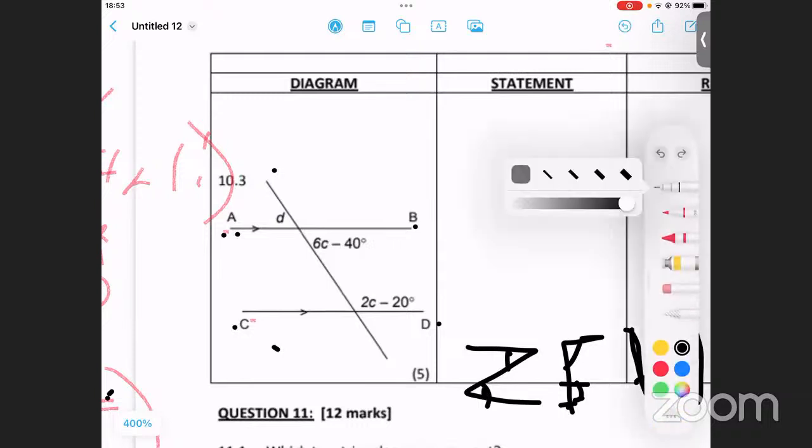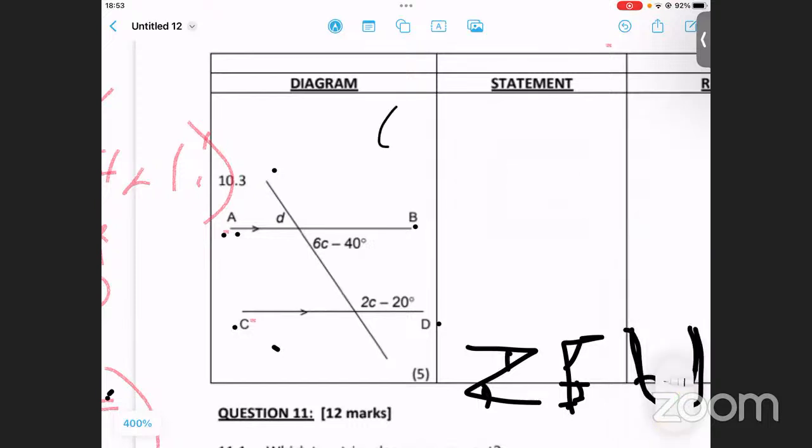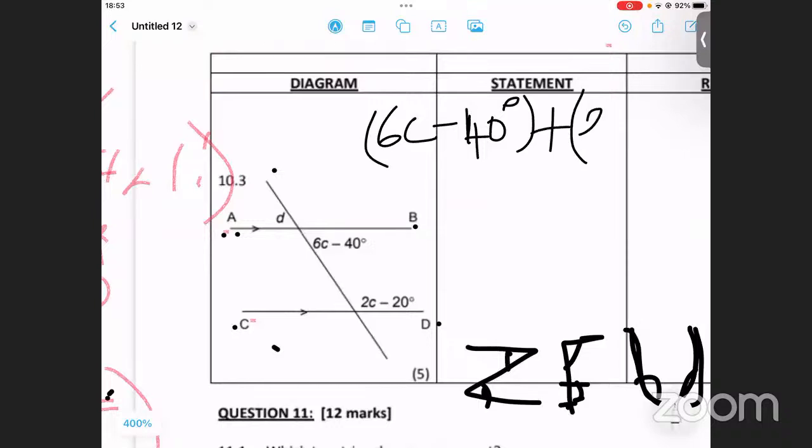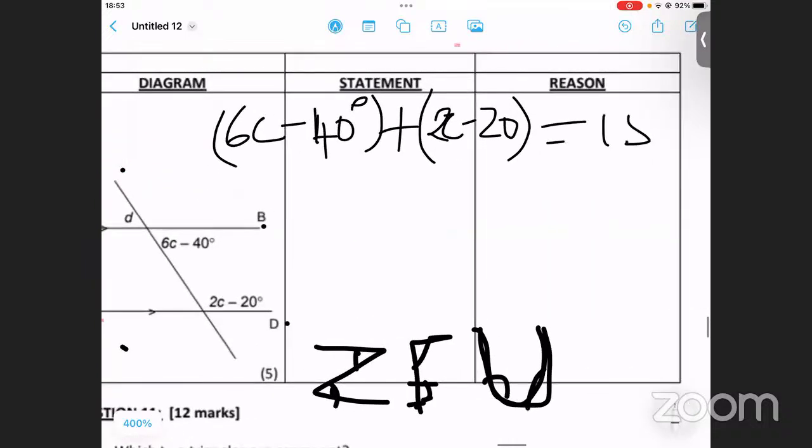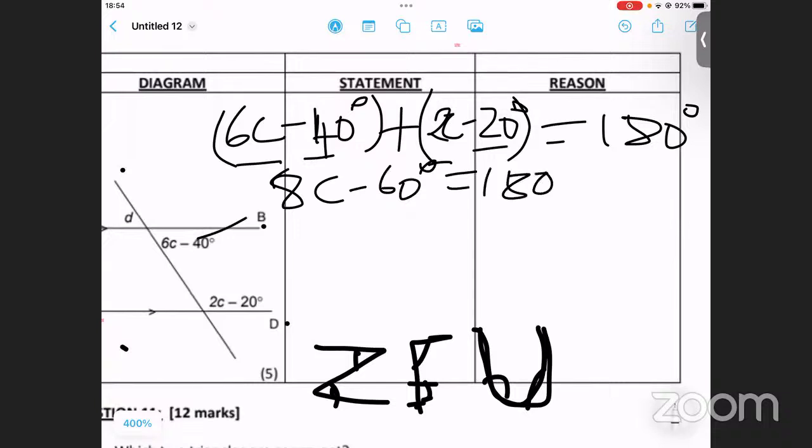So let's try to do this. That means 6C minus 40 degrees plus 2C minus 20 equals 180 degrees. Now we're going to solve for C, right? So it's going to be 6C plus this one on there, so it's 8C, and then minus 40 minus 20. What is minus 40 minus 20? It's minus 60 degrees equals 180 degrees.